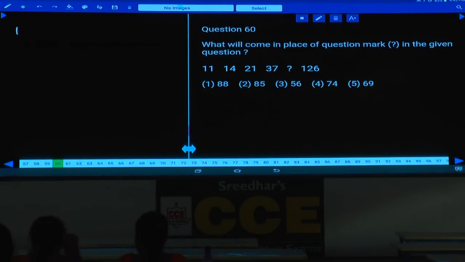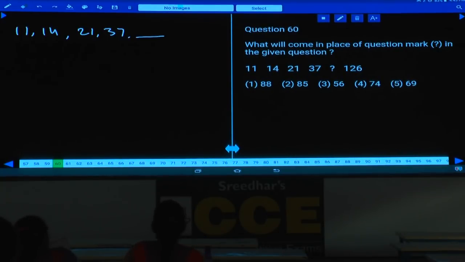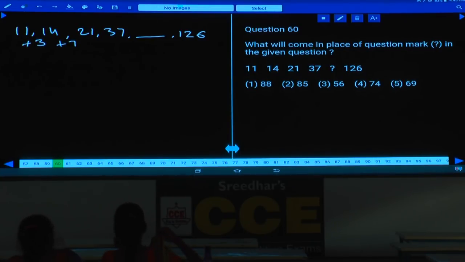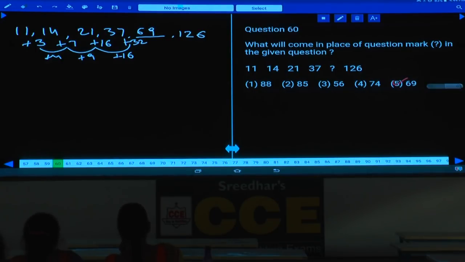Now, in this question number 60, if you observe here 11, 14, 29, 37, blank and 126. What is the difference between 11 and 14? Plus 3, and 14 and 21, the difference is 7, and here the difference is how much? 16. Now, 3 and 7, what is the difference here? Plus 4, and 7 and 16, the difference is 9. 4, 9, 2 square, 3 square, next one is 4 square, 16. 16 plus 16 is how much? 32, and 37 plus 32 is how much? 69. That is choice 5.